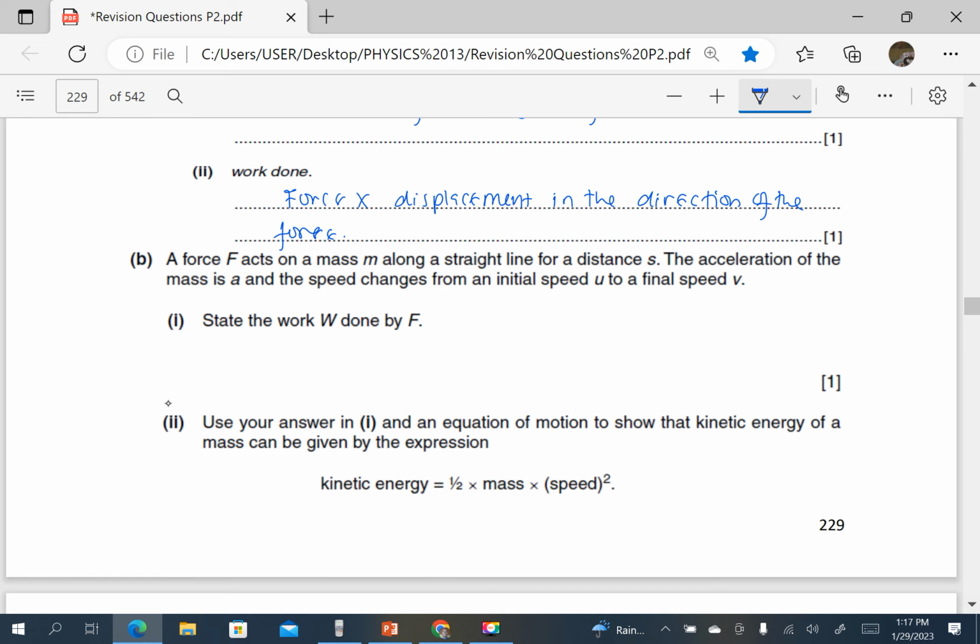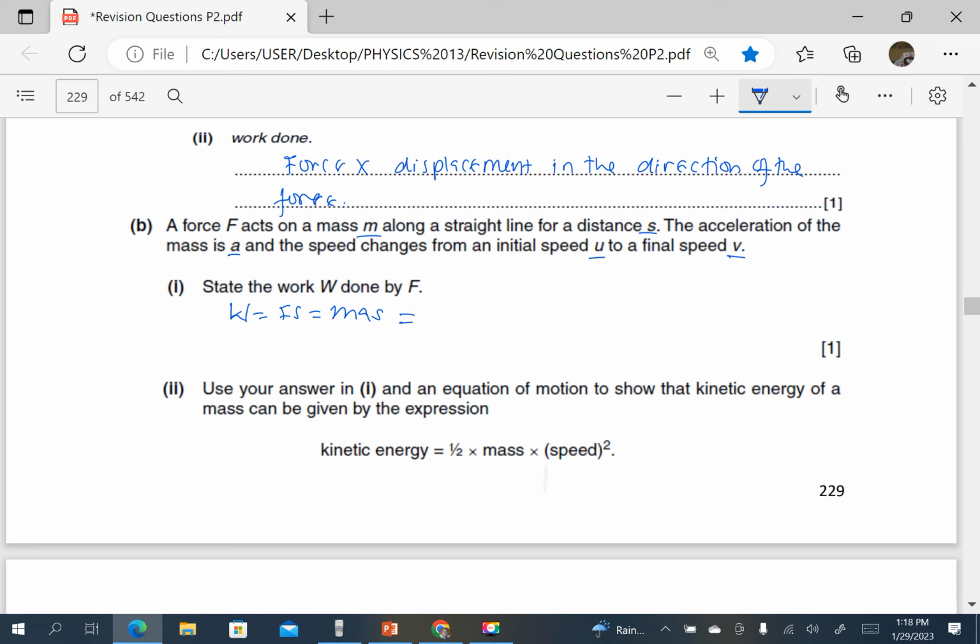The force F acts on a mass m along a straight line for a distance s. The acceleration of the mass is a, and the speed changes from an initial speed u to a final speed v. State the work W done by F. So we know work done is force times distance. Since force is mass times acceleration, you can say ma times s. You can go further and simplify that, but they didn't tell us in which terms. So I can say F times s or ma times s.